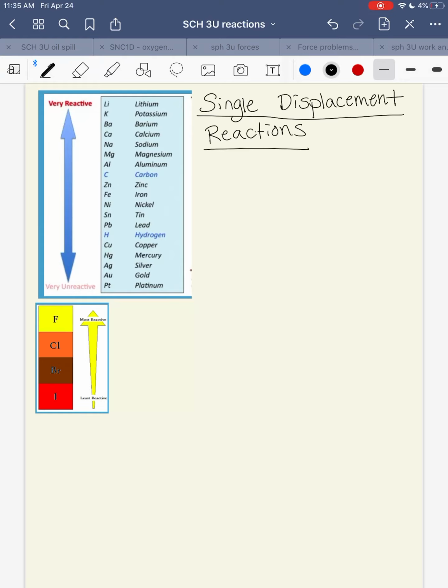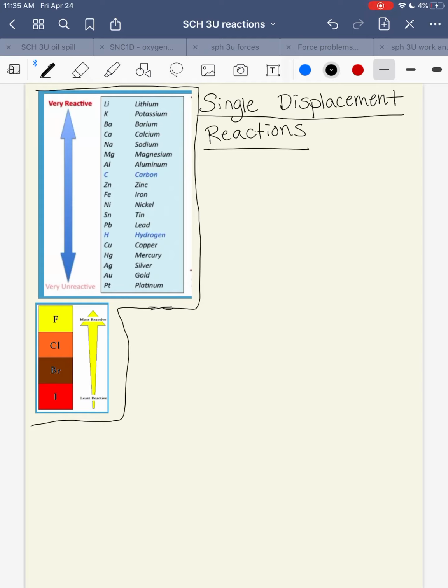and it's really just a chart that is called the activity series. That's what these two charts at the side of my page here are. We need to have the activity series available to you, and you have a copy of the activity series in your periodic table booklets, but I also will post a copy of this specific activity series. If you're ever looking for one, you can always Google search activity series for metals or activity series for the halogens, and you'll be able to find one very easily.